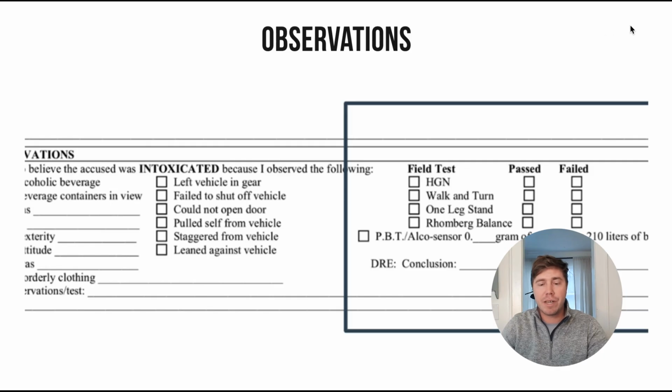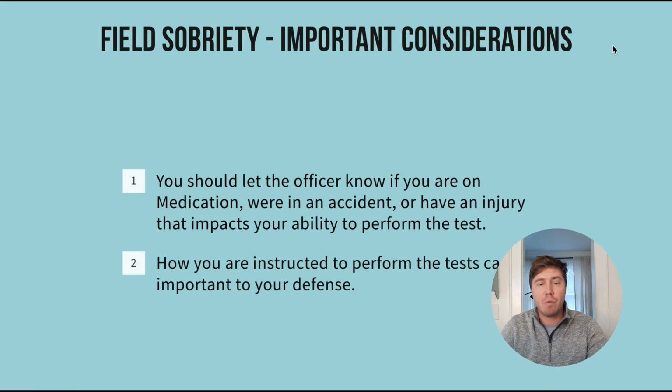So again, with the probable cause affidavit, there is a specific section for the observations of the field sobriety test. And here you can see the HGN, the horizontal gaze, walk and turn, one-leg stand, and Romberg balance. So the officer is going to indicate what their observations are. And it's important to know, if you are asked to do these tests, you should let the officer know if you have any medication, any injuries, or you were in an accident that could impact the test. And you want to pay specific attention to how they perform these tests because it can help your defense.